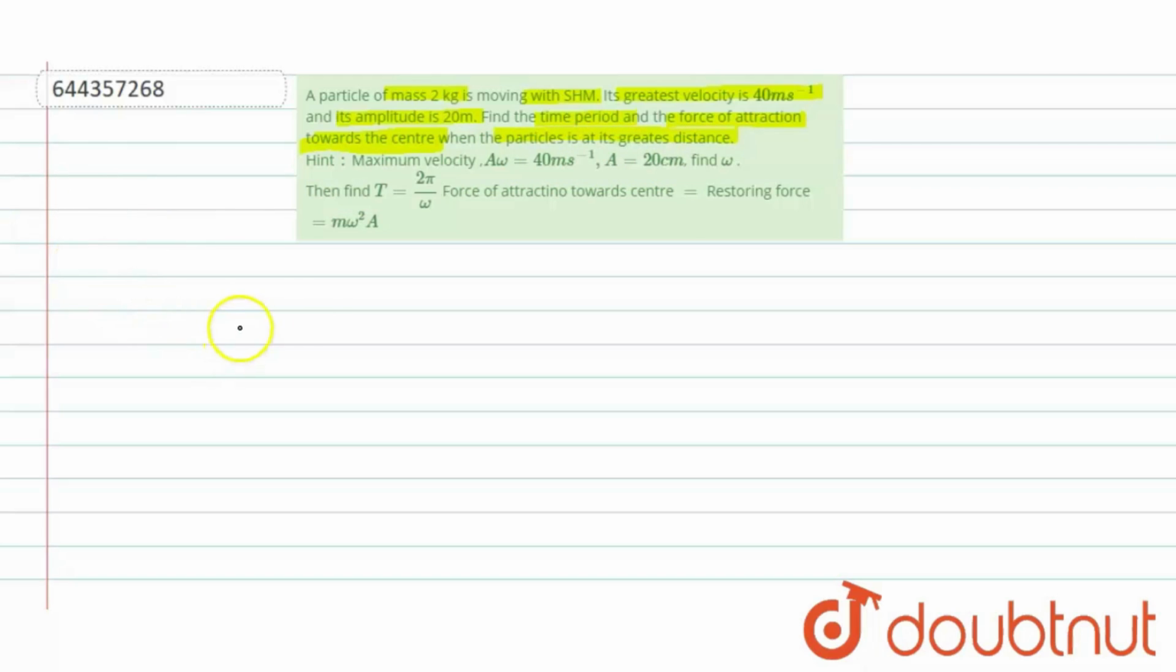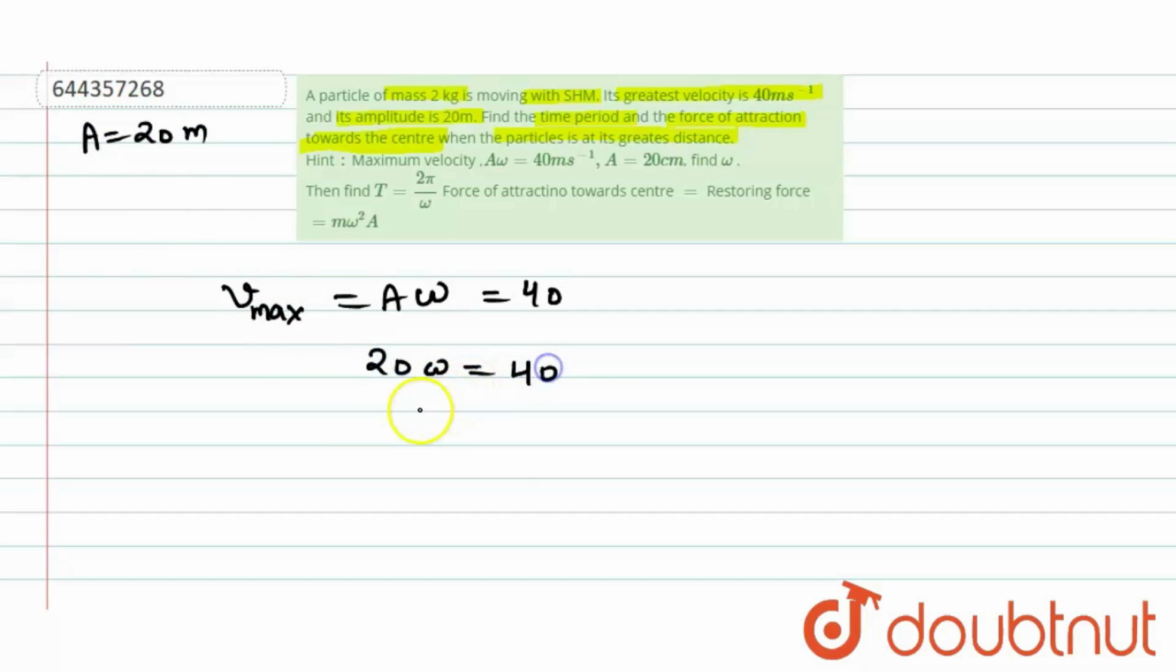Let's find out. According to the question, greatest velocity, that is maximum velocity, equal to a omega, which is equal to 40 meter per second. But a is 20 meter, so we can substitute 20 omega equal to 40. Omega becomes 40 divided by 20, so omega becomes 2 radian per second.